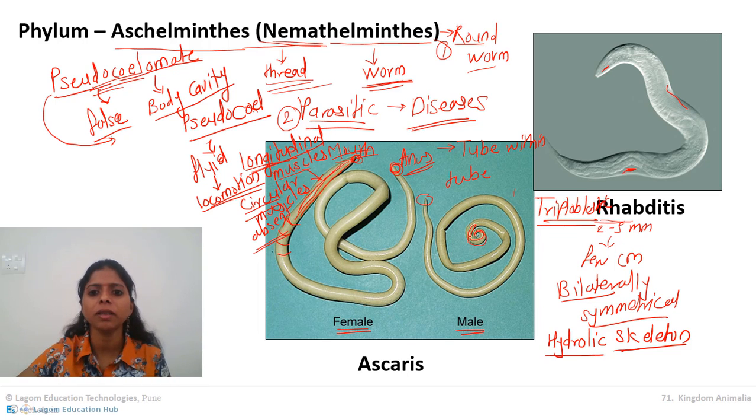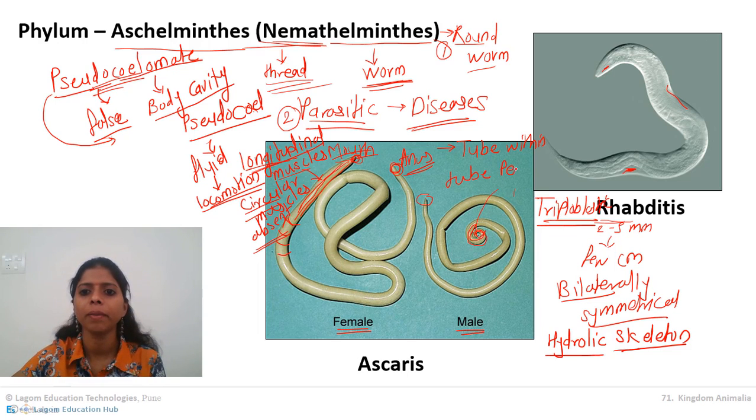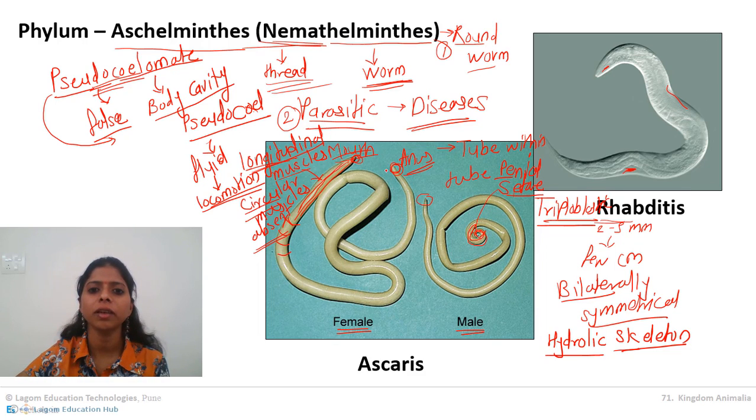The posterior end is always having this bend, this circular bend. This is where it has the penial setae, which is a reproductive structure. It is for copulation, for reproduction. So males have penial setae, but if you see the posterior end of the female, there is nothing, there is no bend. Clear about it? So it is about its reproduction.